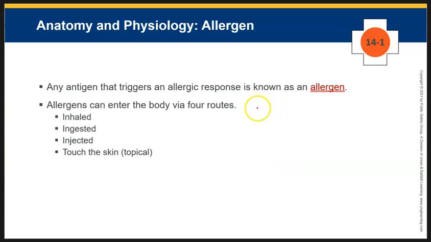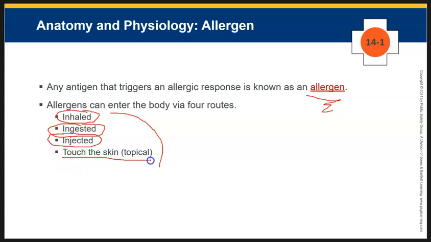Remember, any antigen that triggers an allergic response is known as an allergen, and the ways that those enter the body are similar to the ways that pathogens enter the body from Chapter 3, or the way that poisons can enter the body, which we saw in Chapter 12. They can be inhaled, such as the case with pollen. They could be ingested, such as the case of a food allergy. They could be injected. Perhaps think about the venom of a bee sting, or they could be topical, that is, they could be on the surface of the skin.